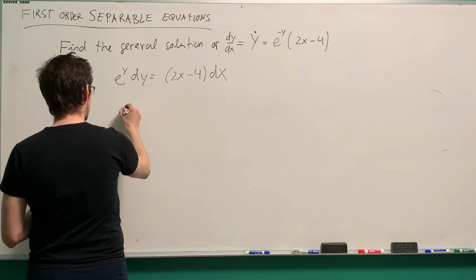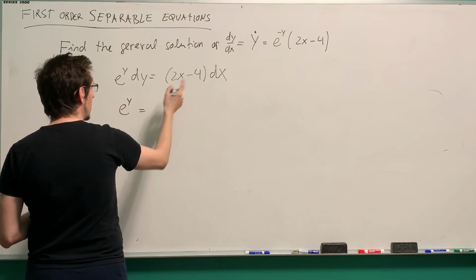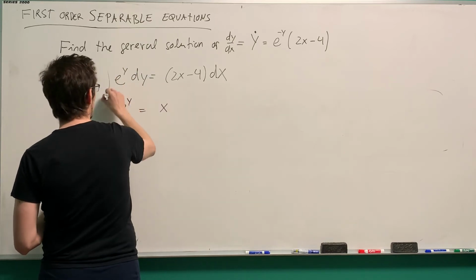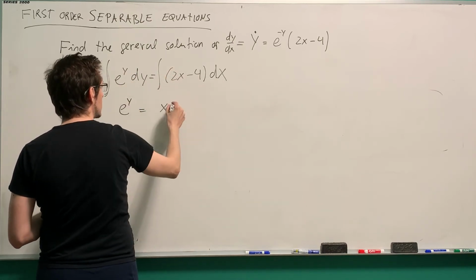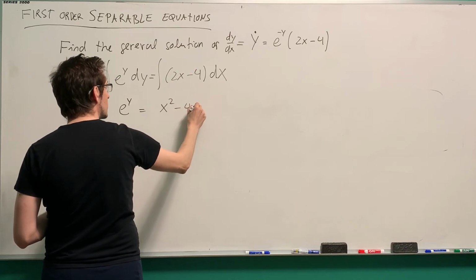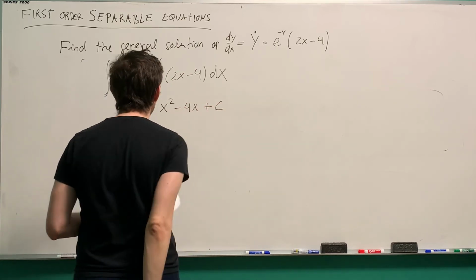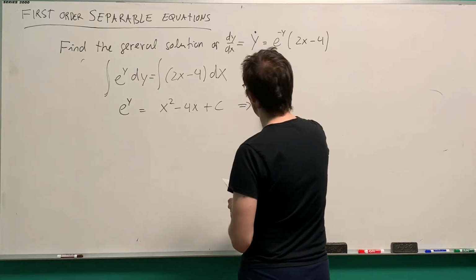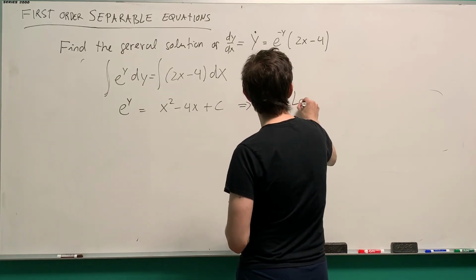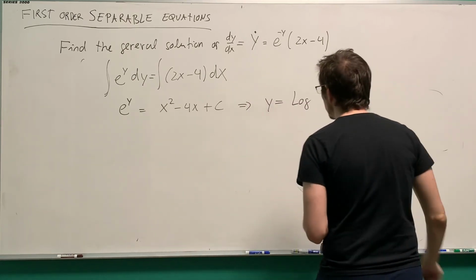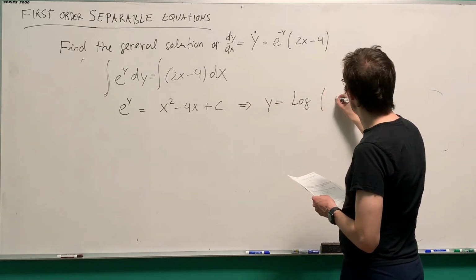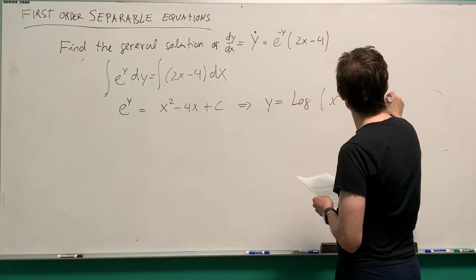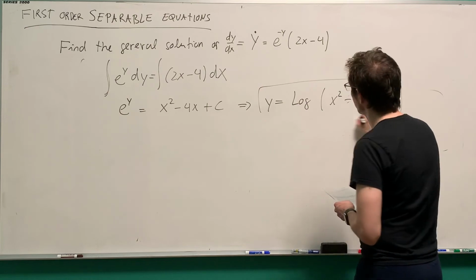So the exponential gives the same exponential. And here we get x squared. Okay, we integrate, right? And this is x squared minus 4x plus a constant. Now we need to solve for y, and that gives me that y is equal to the natural logarithm of x squared minus 4x plus c. And that's the general solution.